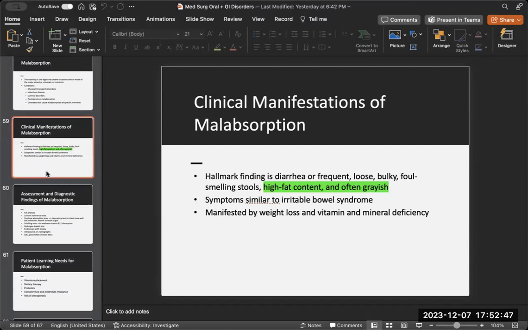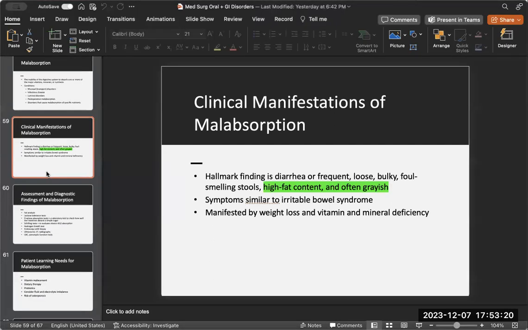But the manifestations of malabsorption include frequent loose, bulky, foul-smelling stools that are usually gray and have a really, really high fat content. The symptoms are very similar to irritable bowel syndrome, and they also have a weight loss and a vitamin and mineral deficiency. But definitely that high fat content and that grayish discoloration is going to be a key for the malabsorption because, right, how does stool get its color? From all the things that we're able to let go, right? All of the vitamins that we have, right?